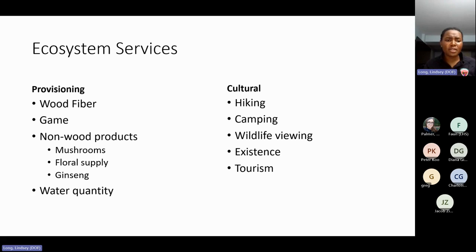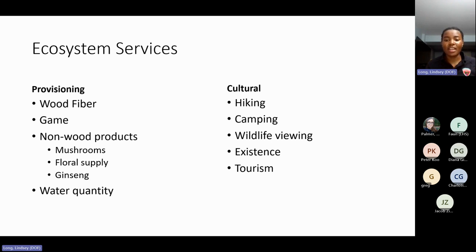Provisioning is things like wood fibers and game, like hunting, because you're hunting in the woods. Those woods give you access to wildlife that like being in woods. Then there are non-wood products such as mushrooms, floral supply, and ginseng, things that grow in the forest that you wouldn't have the opportunity to get if we didn't have forest around us. And water quantity, so not water quality, the amount of water instead. Basically anything that you can intake or buy or purchase is a provisioning service.